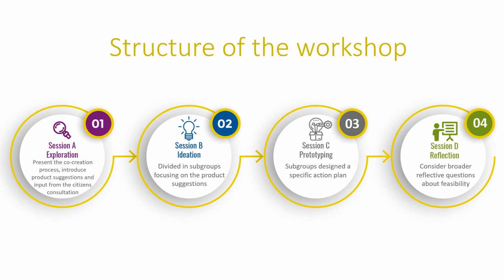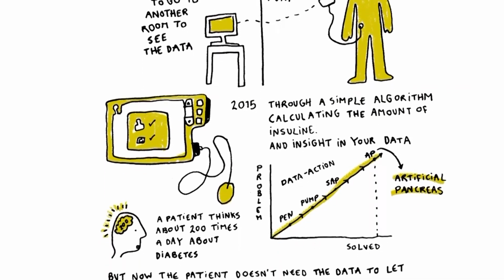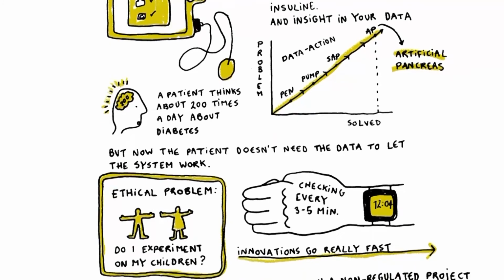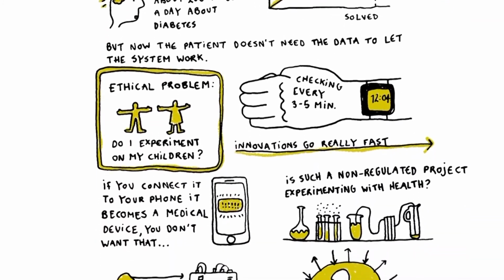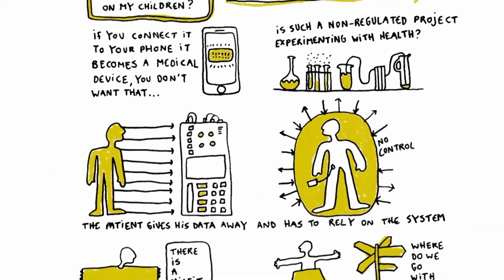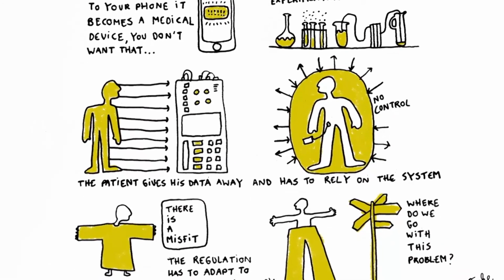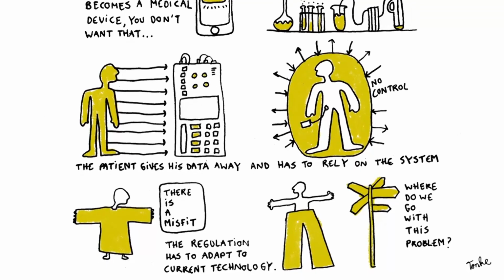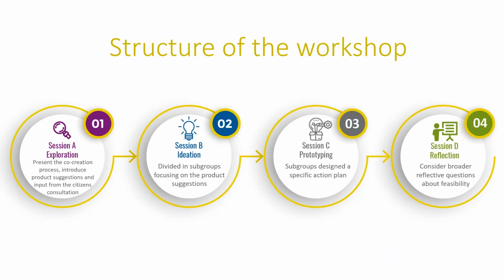In the ideation session, participants were divided in subgroups where each of the product suggestions were presented in further detail. The subgroup discussions were moderated by a table facilitator who presented statements from discussions. These statements should encourage an action-oriented perspective to prepare participants for the next session. In the prototyping session, participants defined a specific action plan in subgroups with next steps to integrate societal considerations in the further development of the product suggestions.